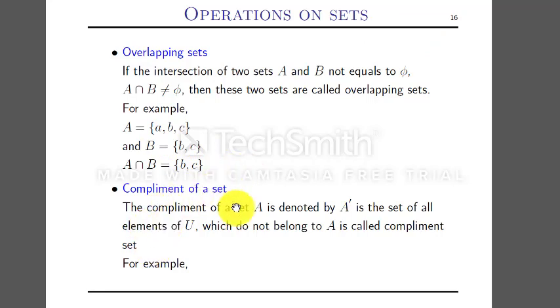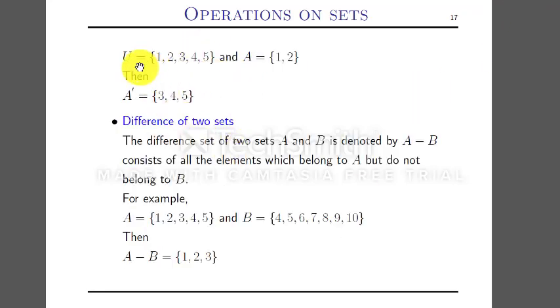Complement of a set. The complement of a set A is denoted by A prime and is the set of all elements of U which do not belong to A. So the complement set A prime equals U minus A. Here is an example. If there is a set U which we take as the universal set, and this is a set A, then A prime is U minus A. We subtract set A from set U, and then we obtain the elements of A prime. A prime will be 3, 4 and 5. This is the complement of A.